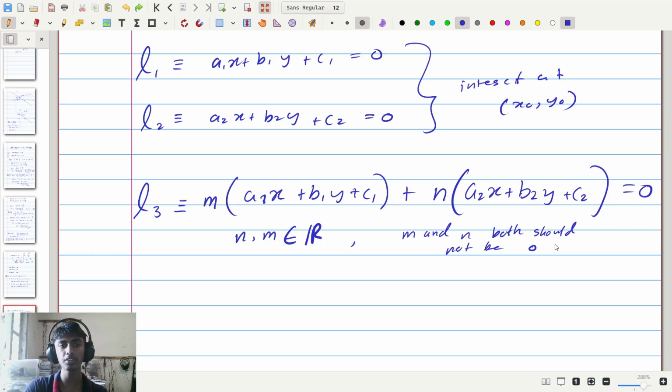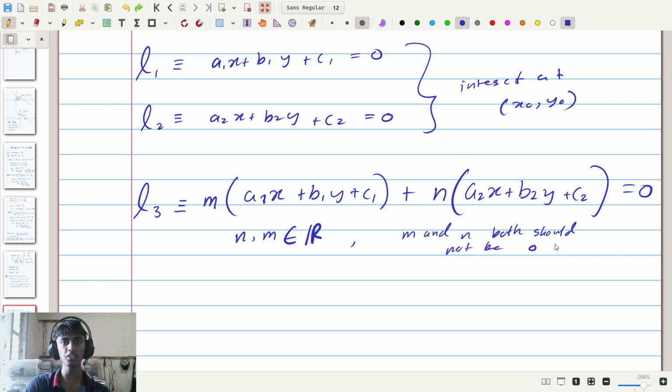Any line passing through a given intersection point of two other lines, L1 and L2, can be written as a linear combination of L1 and L2. It is m times L1 plus n times L2 equal to 0, where n and m are real constants and m and n both should not be equal to 0 at the same time. However, of course, one can be 0 while the other is non-zero. That's not a problem. However, both of them cannot be 0 at the same time.